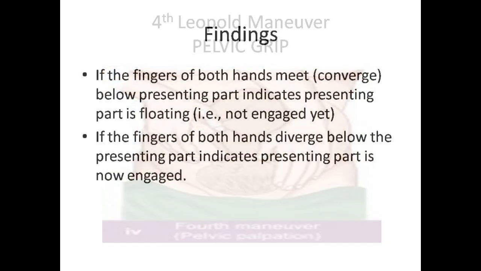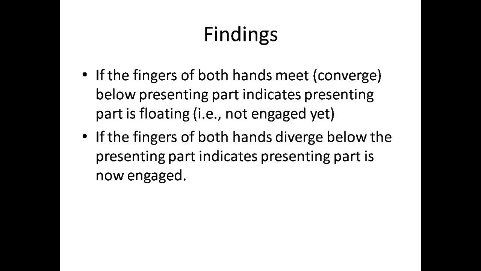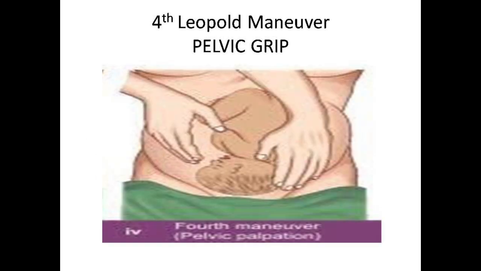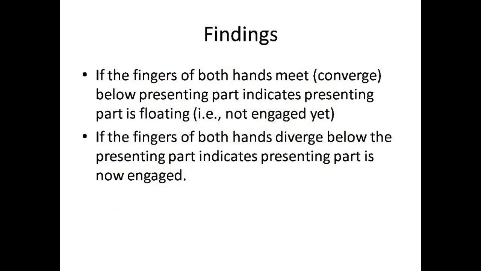So when you move your fingers towards the symphysis pubis, if the fingers of both the hands meet, as you can see in the picture, you move the hands towards the midline of the symphysis pubis. When the fingers of both hands meet, you can call it converging below the presenting part. That indicates the presenting part is floating, in the sense that it is not yet engaged.